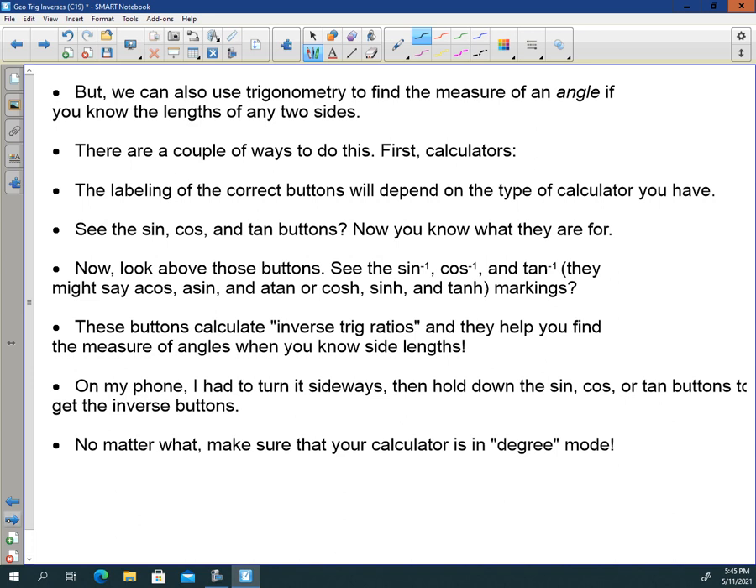So programmed into your calculator, right above the sin, cos, and tan buttons, are the functions that you need to be able to calculate. Now on my phone, I use my phone for my calculator, not right now, but I usually do. I had to turn my phone sideways and then hold down the sin, cos, or tan button to get those inverse buttons. So you might try that with your phone. No matter what though, make sure your calculator is in degree mode. That's vitally important.